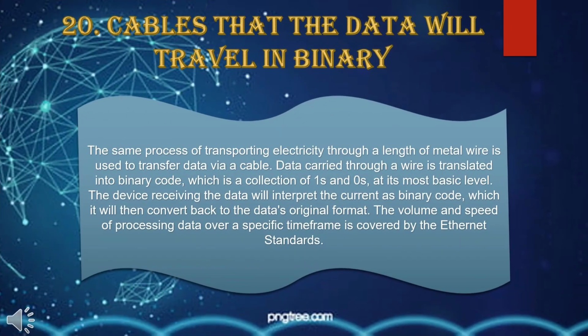The next topic is cable, and the data will travel in binary. The same process of transporting electricity through a length of metal wire is used to transfer data via a cable. Data carried through a wire is translated into binary code, which is a collection of 1s and 0s. At its most basic level, the device receiving the data will interpret the current as binary code, which it will then convert back to the data's original format. The volume and speed of processing data over a specific time frame is covered by the Ethernet standard.